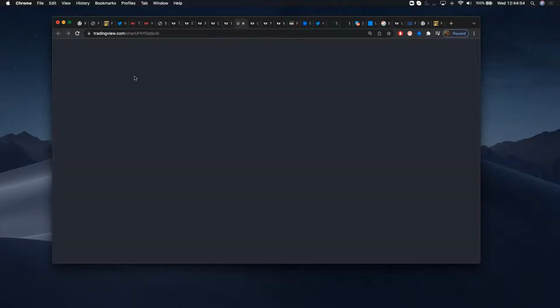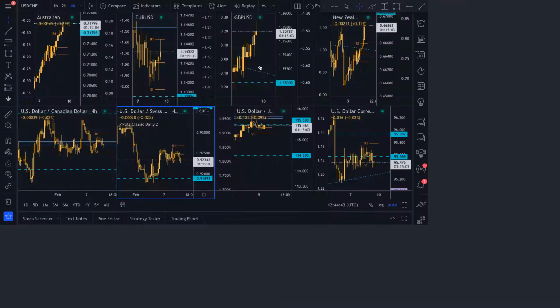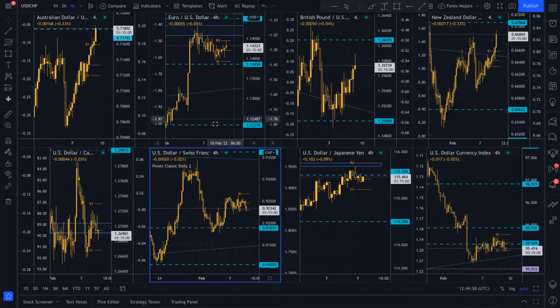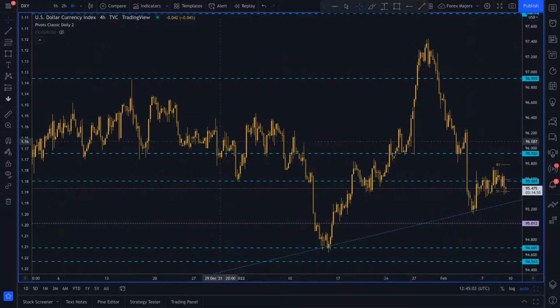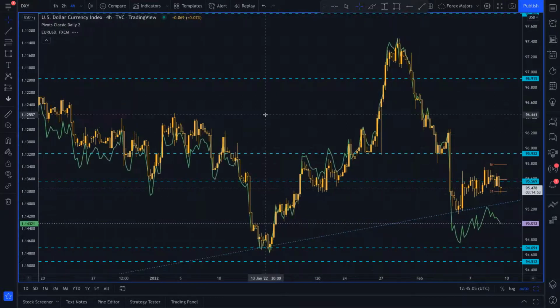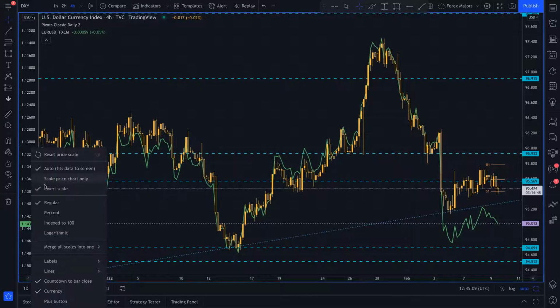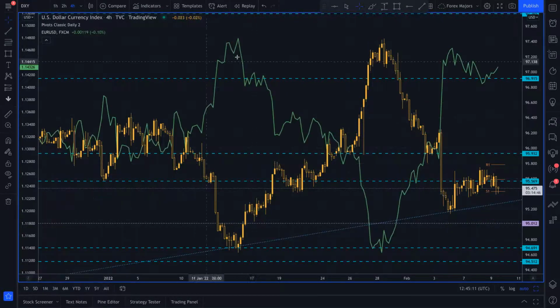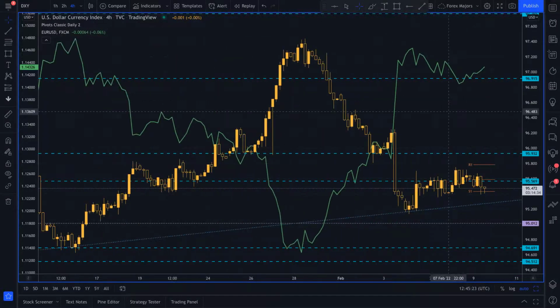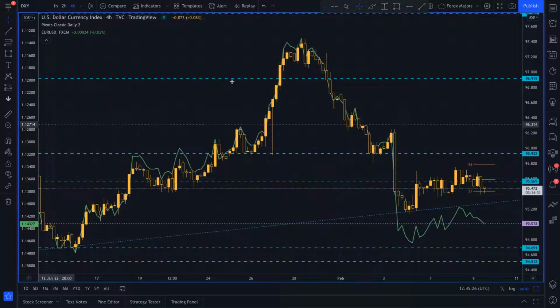Now, don't forget, the nickname for the euro-US dollar is the anti-dollar index. So if you just notice here, I'll put the euro-US dollar chart on the dollar index, and do you see how I've inverted the scale? So if I just uninvert the scale, what you see is when the euro-US dollar falls, the dollar index rises. When the euro-US dollar rises, the dollar index falls, okay? So there is a near perfect inversion.